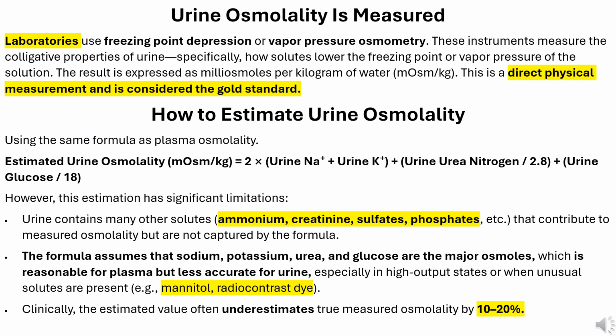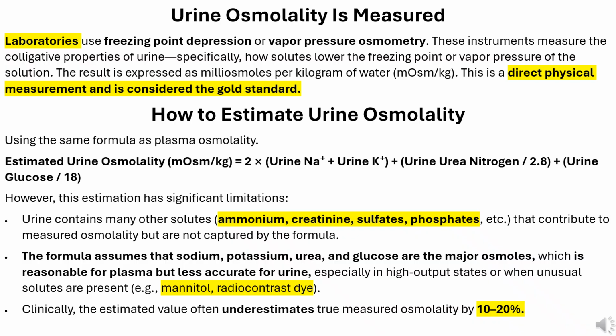Urine osmolality is measured by laboratories using freezing point depression or vapor pressure osmometry. These instruments measure the colligative properties of urine, specifically how solutes lower the freezing point or vapor pressure of the solution. The result is expressed as milliosmoles per kilogram of water, mOsm/kg. This is a direct physical measurement and is considered the gold standard.